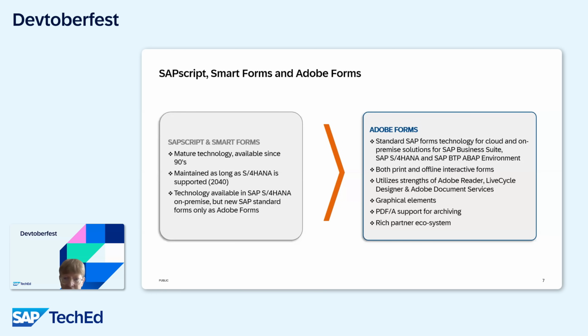There's lots of new functionality. There's all sorts of things you can do with Adobe Forms that you can't do with SAP Script. So it supports graphical elements, it supports PDF/A for archiving, just as two examples. And we have a very rich partner ecosystem. We have lots of partners out there who fill in the white spaces. So if there's missing functionality, or if there's an extra tool that could be created to make things a bit easier, to facilitate things, then there's usually a partner out there who has done it or can do it or can provide some sort of support.